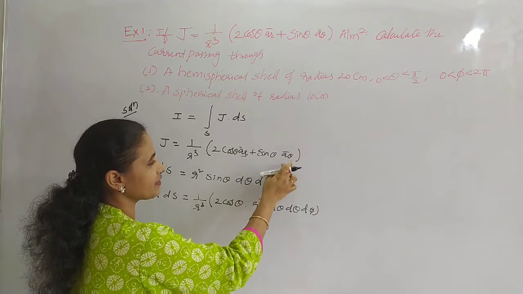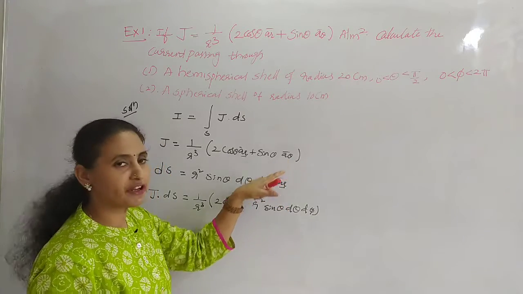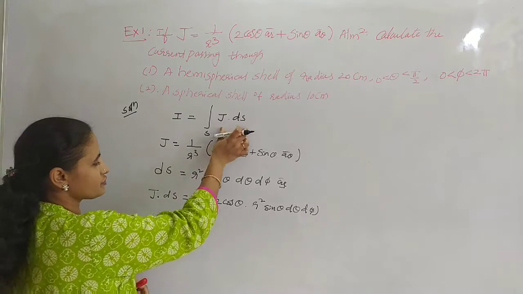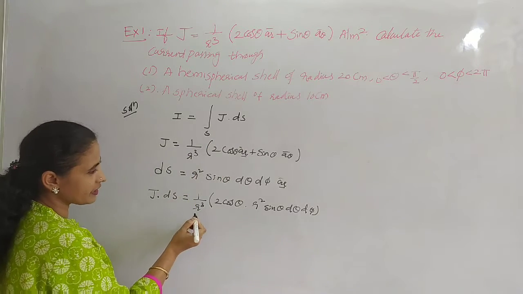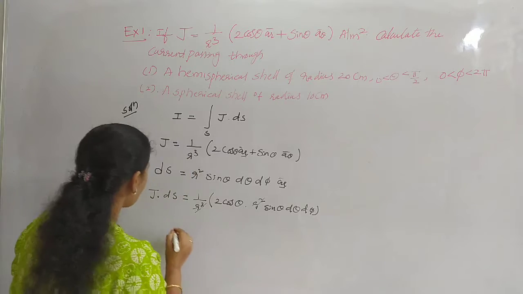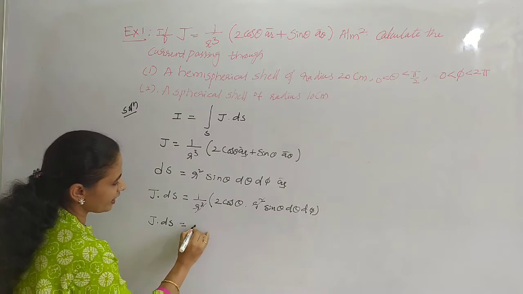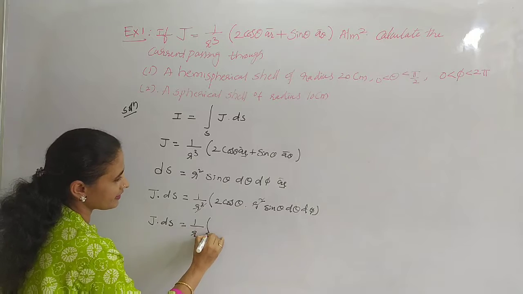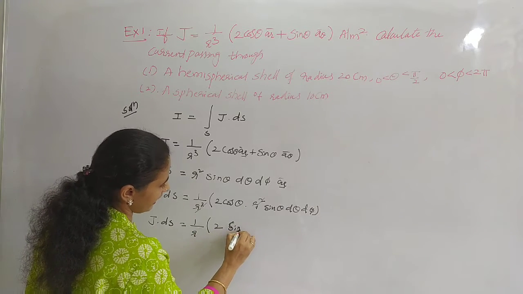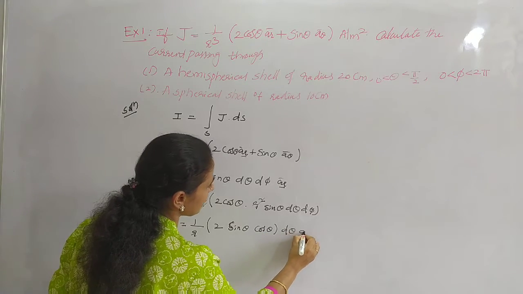In the second term here we have A theta and AR, meaning the dot product of two different unit vectors is 0. So this is the dot product of these two terms. Let us cancel the common terms. What are the common terms? R square is cancelled. So J dot ds is 1 by r left, and here we have 2 sin theta cos theta d theta and d phi.